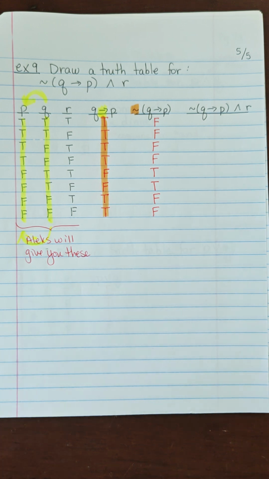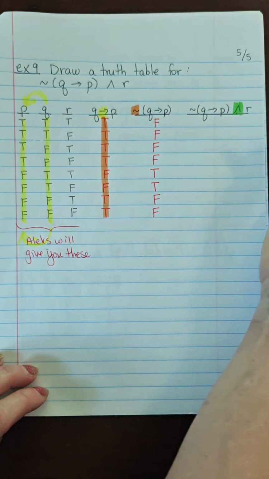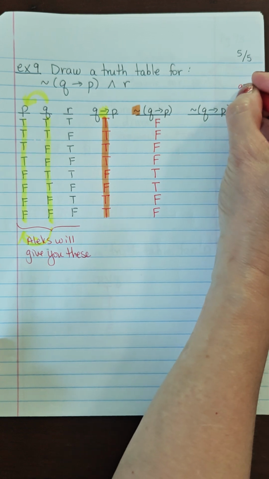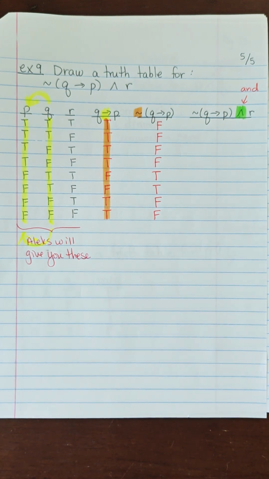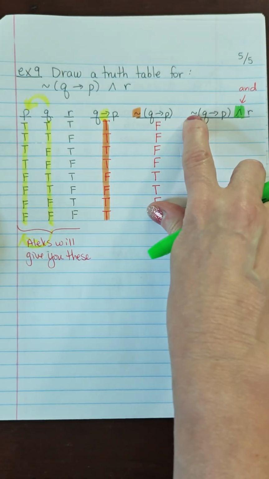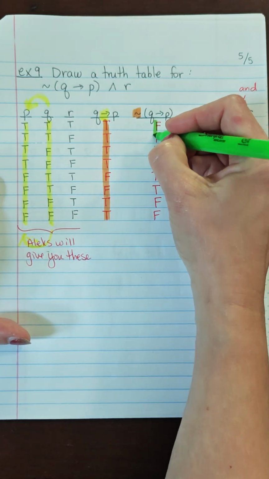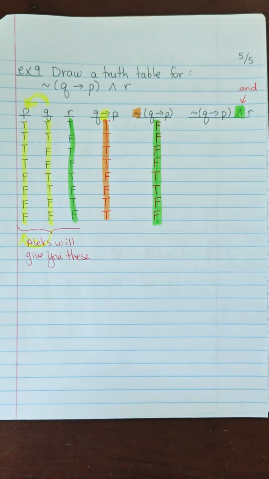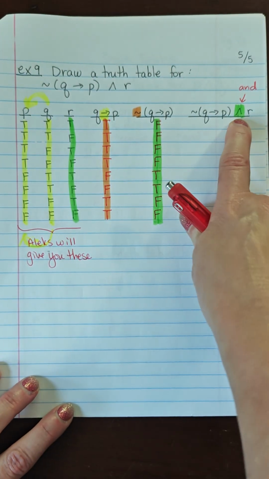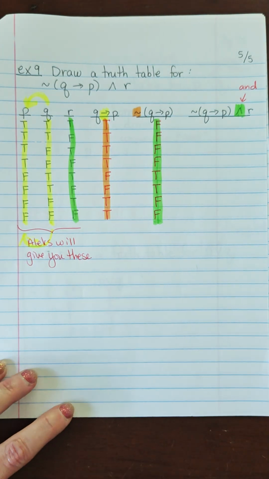All right, almost done. That last column, which is our final answer for this truth table, is this conjunction. That's the and. Remember, conjunctions and disjunctions are connectives, and those connectives require two columns to connect. So I'm going to connect the not (Q to P), that's this column right here, and I'm going to connect R. My highlighter is to make sure, because once you get a whole bunch of columns, sometimes it's hard to know where to look. So this is just my way of helping you see what you're doing and where you're doing it. All right, this is just an and.